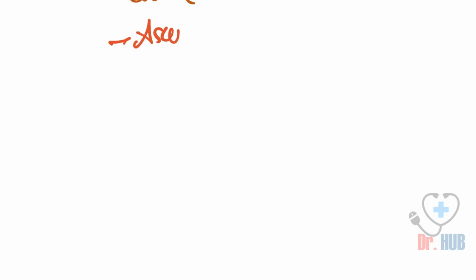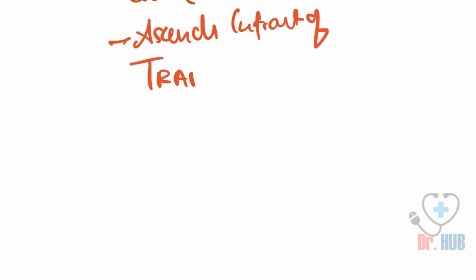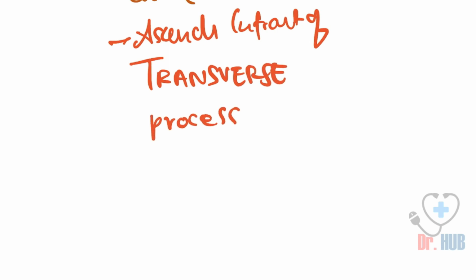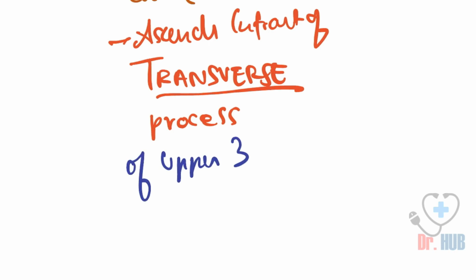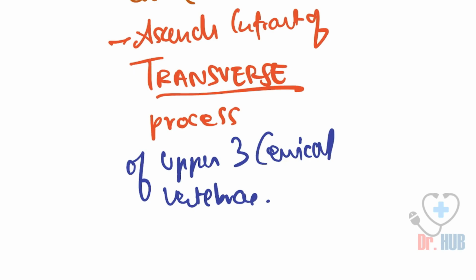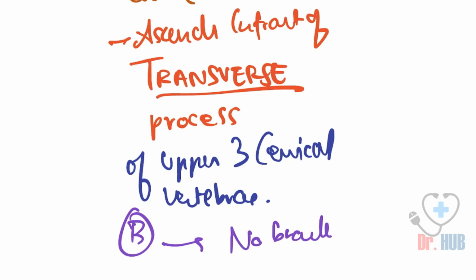Next, it ascends in front of the transverse process of the upper three cervical vertebrae. Now looking at branches, what are the branches of the cervical part? And the answer is there are no branches of the cervical part.